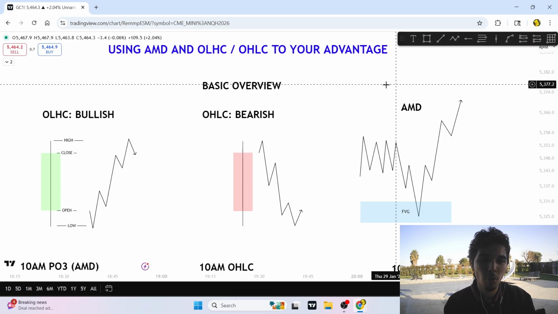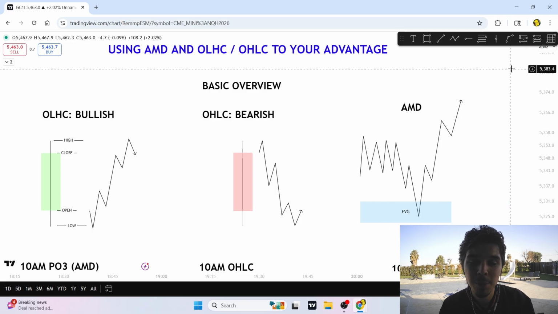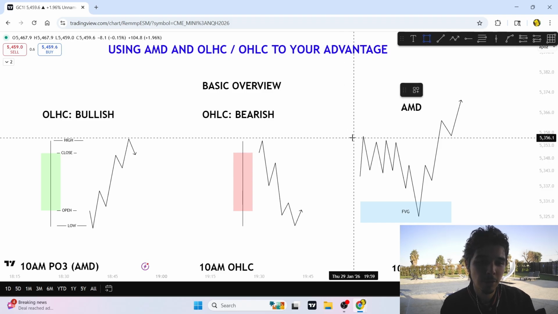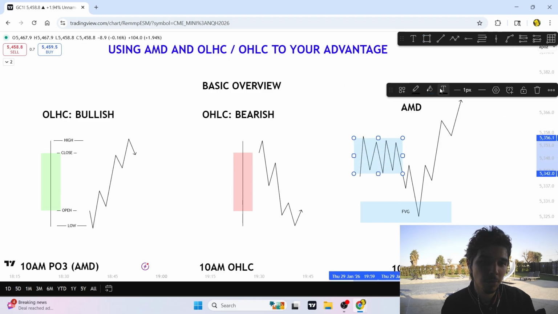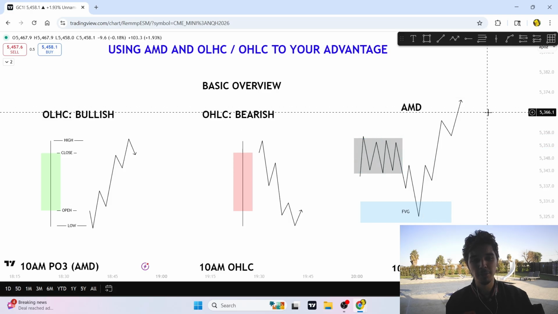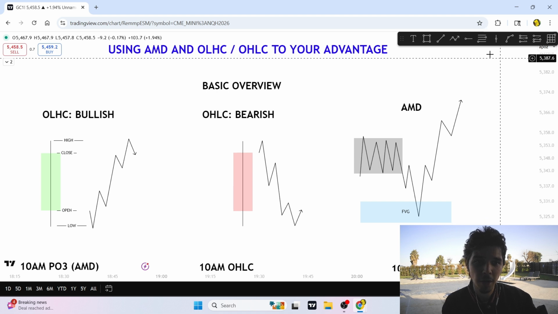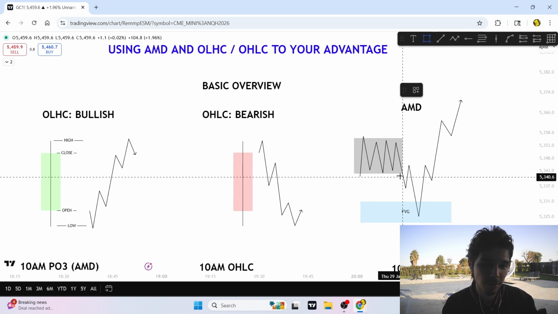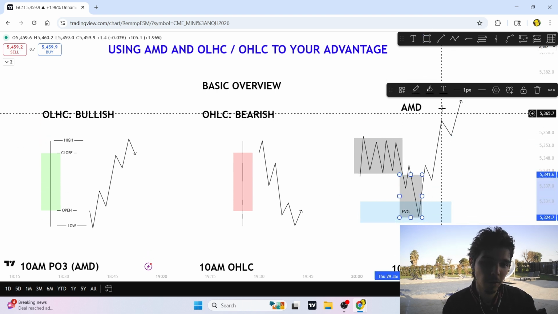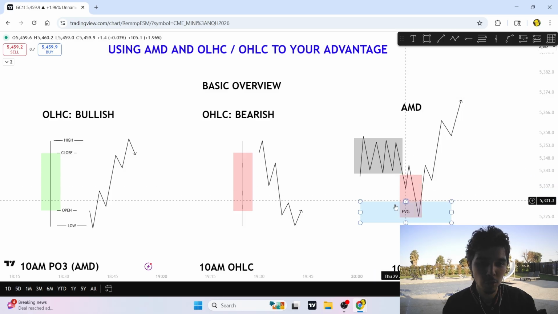Now let's go over our AMD. What is AMD? It's just accumulation, manipulation, distribution. I only like to use AMD if we manipulate into a fair value gap. Here is our accumulation zone, we have a clear accumulation zone. Now, what do we want to see? If we're leaning bullish on the day, we want to see manipulation lower, and then we can distribute higher. So in this case, this is a bullish example. We manipulate lower into this bullish fair value gap.